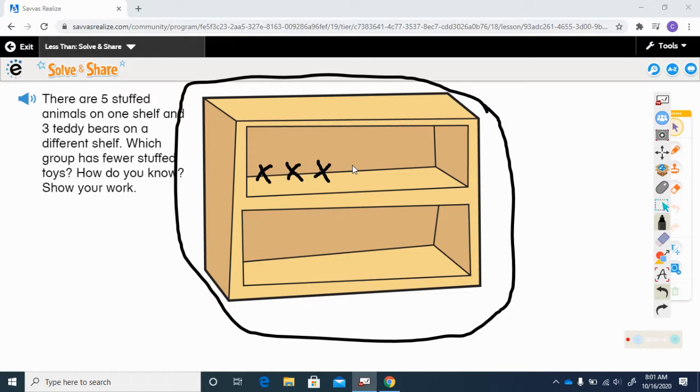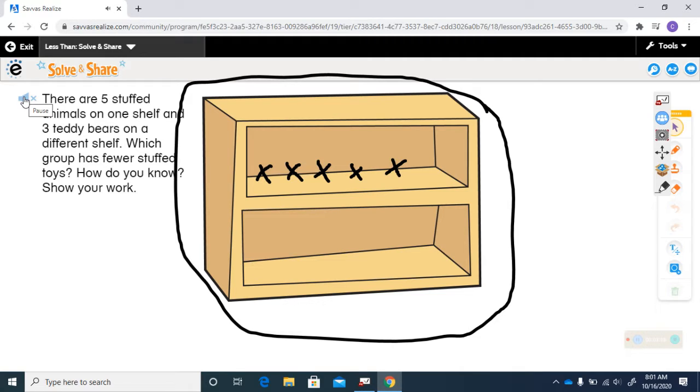Now if you want to do dots with your crayon, you can do that. If you want to do circles, you can do that. You just need to have 5 shapes of whatever type on your top shelf. This represents our 5 stuffed animals. Go ahead and pause the video if you need to, because I'm going to go on. You can come back and join me and listen to the rest when you get this finished.